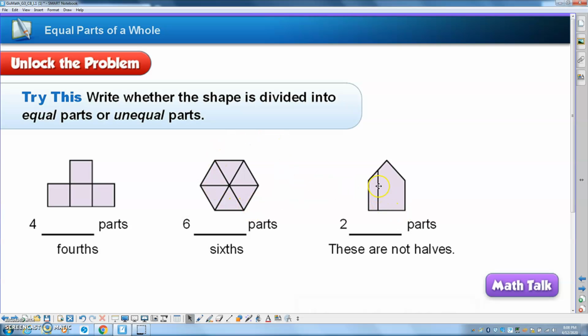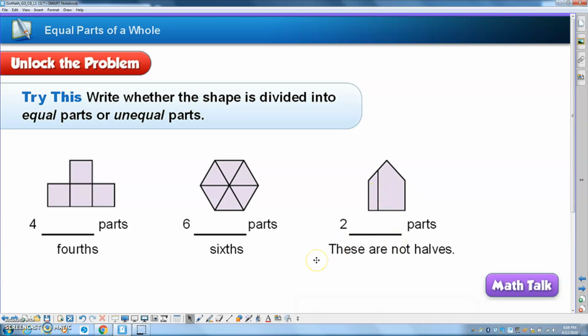But then when we get to this one, we have 2 parts. But are these parts equal? No, this part is much bigger and this one is much smaller. So these parts are not equal parts. So these are not halves. Even though we have 2 parts and we know that 2 equal parts would make halves, these are not equal. So these are not halves. In order to make this equal, we would have to draw our line right down the middle. So we had 2 parts that were exactly the same size.